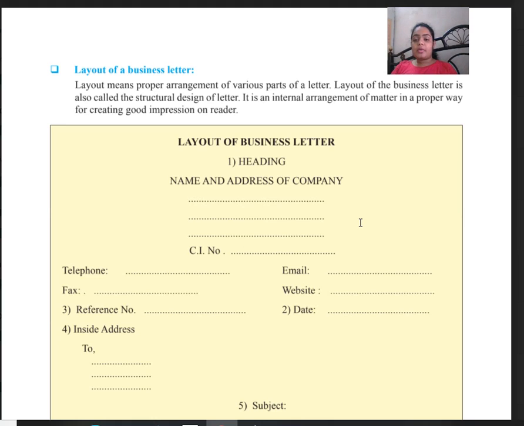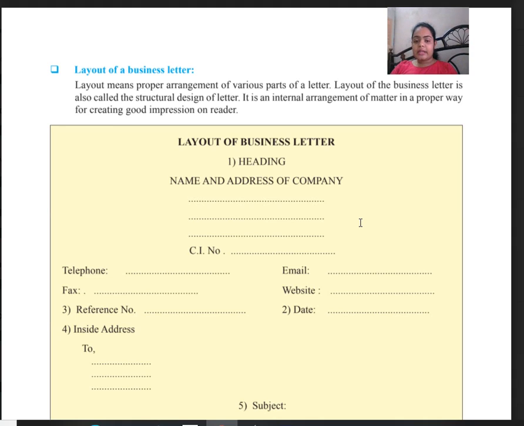So let us study about the layout and how it is to be written. Layout means proper arrangement of various parts of a letter. The layout of the business letter is also called the structural design of the letter. It is an integral arrangement of matter in a proper way for creating a good impression on the reader. If a company wants to create a good impression, it should be seen through the letters and documents which are being sent by the company. So, let us study about the layout of the business letter.